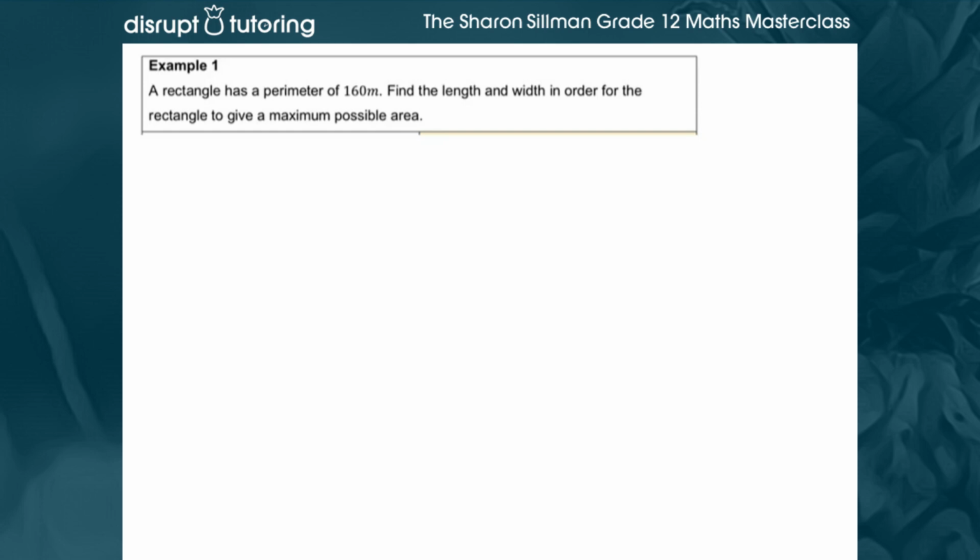So a rectangle has a perimeter of 160 meters. Find the length and width in order for the rectangle to give the maximum possible area. So firstly, the word maximum is your clue in an exam that you're going to be optimizing something. And what is it you are optimizing? Remember, that was number 1 in our statement. What are you trying to optimize? You're optimizing area.